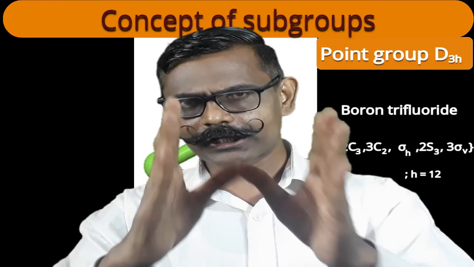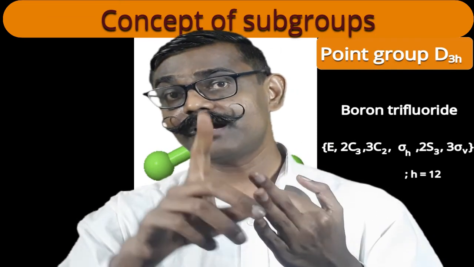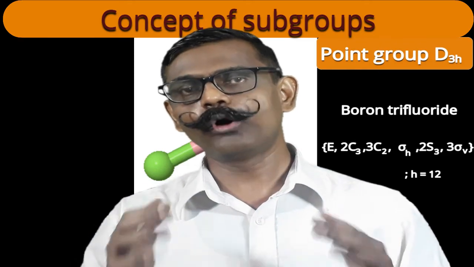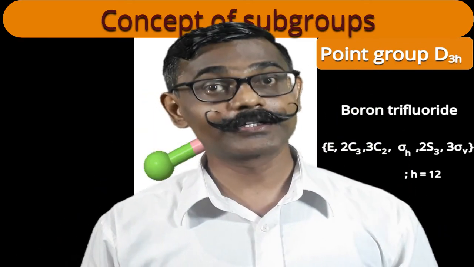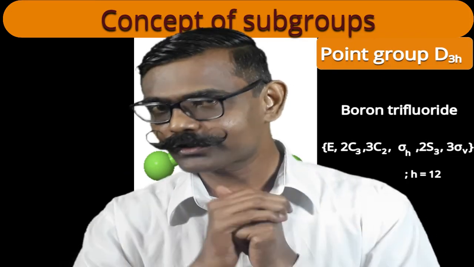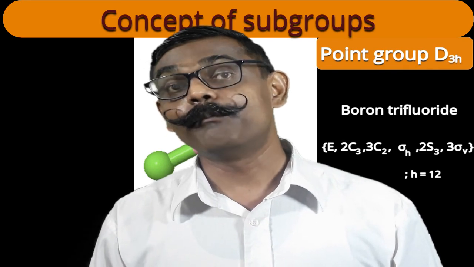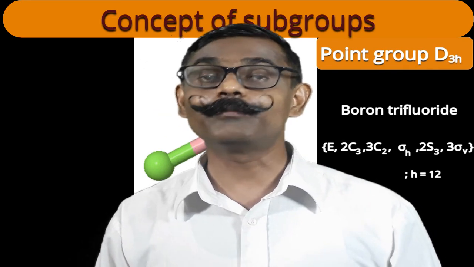So students, is the concept of the subgroup clear to you? We have discussed in detail the C2v, C3v and D3h point groups. It will be more clear when we know the multiplication table, because associativity, closure, unless you know multiplication, you will not understand that. So in the next part, we are going to discuss multiplication tables for a few point groups.